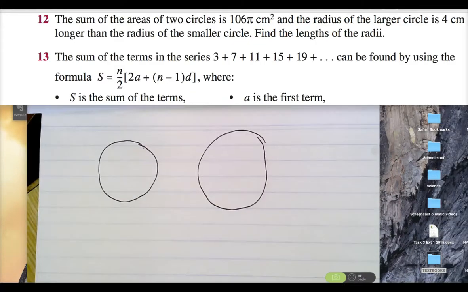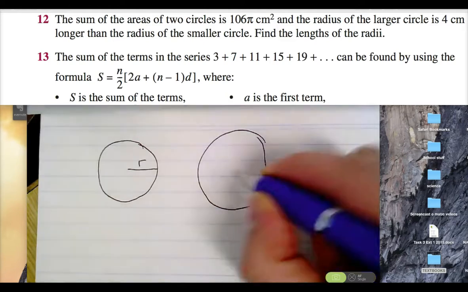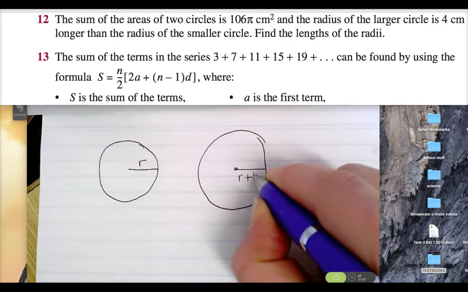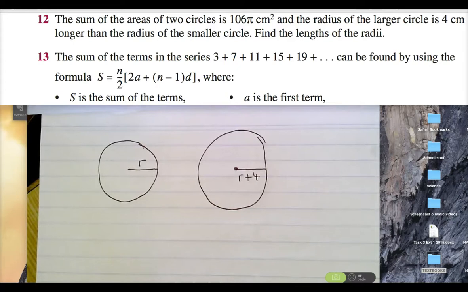The sum of the areas of 2 circles is 106 pi centimeters squared, and the radius of the larger circle is 4 centimeters longer than the radius of the smaller circle. Find the lengths of the radii. Going R, tell me what you want to write on the other circle. The radius of the larger circle is 4 centimeters longer than the radius of the smaller circle: 4 plus R. Good. Great. Excellent.